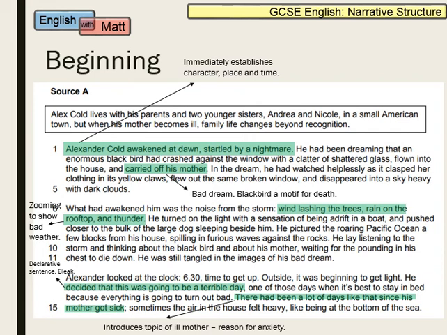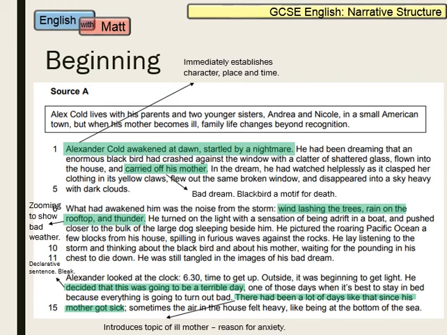What had awakened him was the noise from the storm, wind lashing the trees, rain on the rooftop, and thunder. He turned on the light with a sensation of being adrift in a boat, and pushed closer to the bulk of the large dog sleeping beside him. He pictured the roaring Pacific Ocean a few blocks from his house, spilling in furious waves against the rocks. He lay listening to the storm and thinking about the blackbird and about his mother, waiting for the pounding in his chest to die down. He was still tangled in the images of his bad dream.